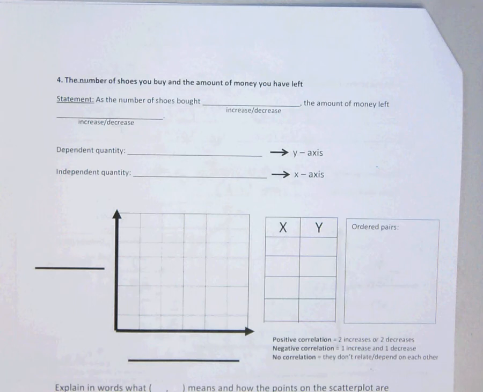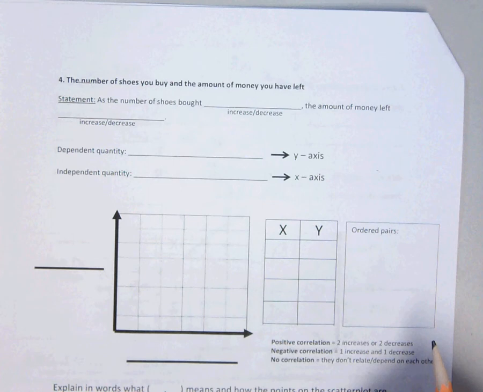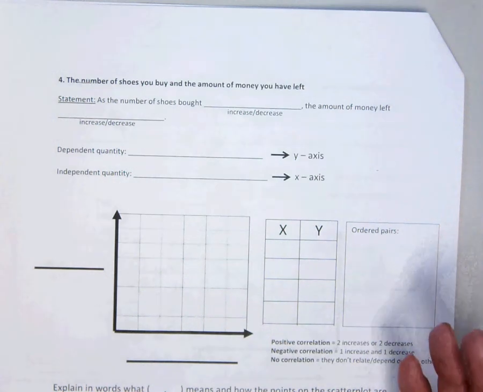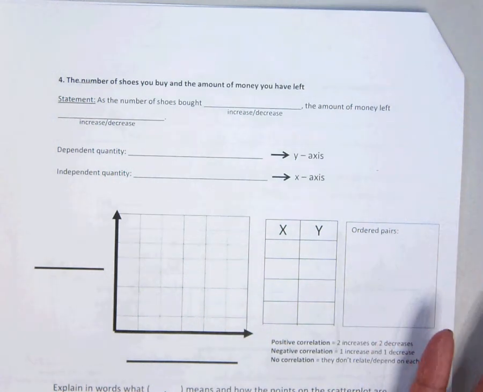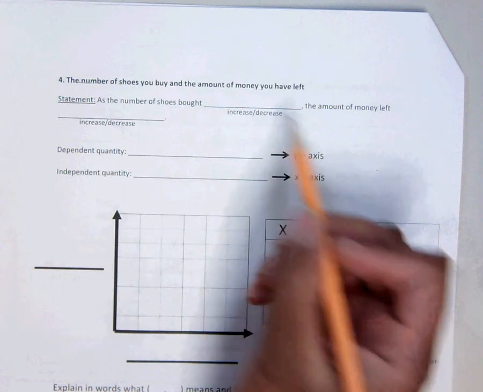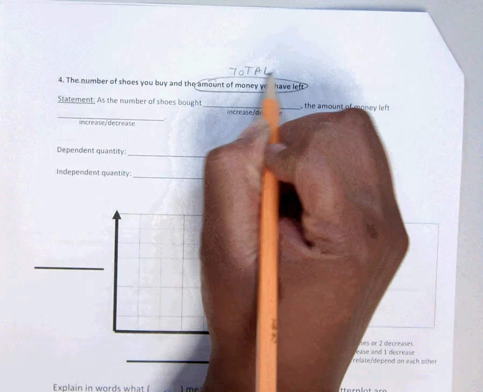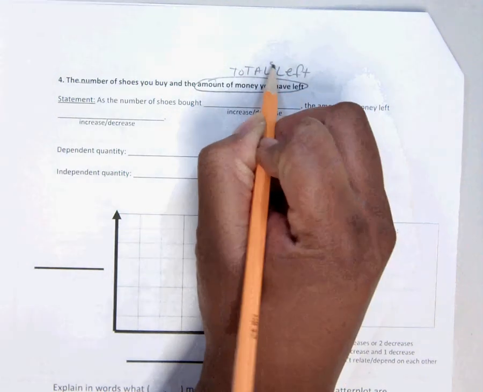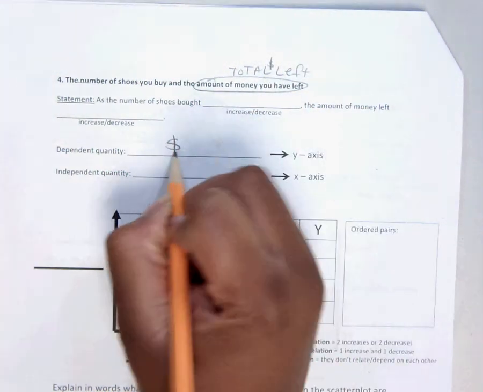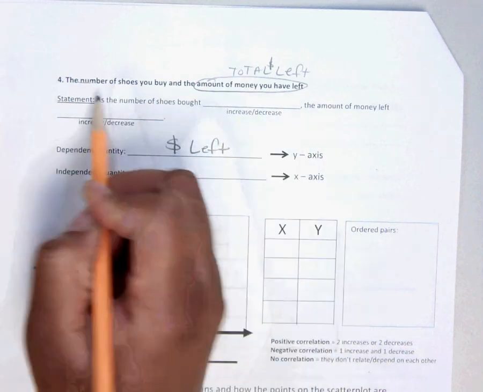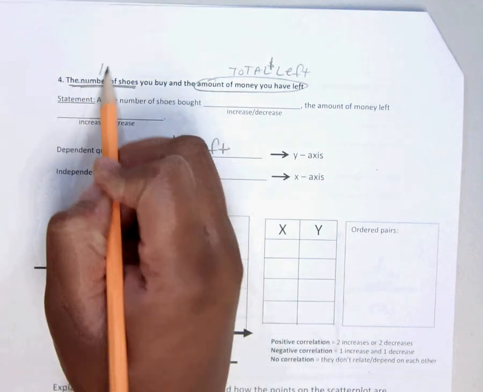The number of shoes you buy and the amount of money you have left. So we've been talking about money, total cost, and when you have money left or the total cost of something, it's always going to be dependent. So the money left is going to be dependent. The number of shoes is going to be independent.